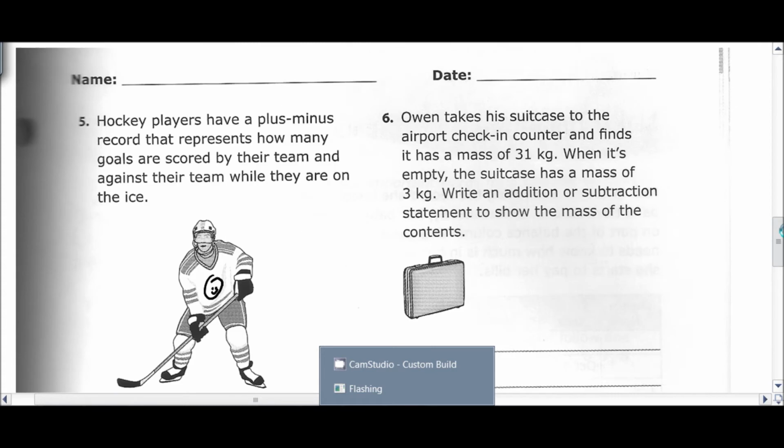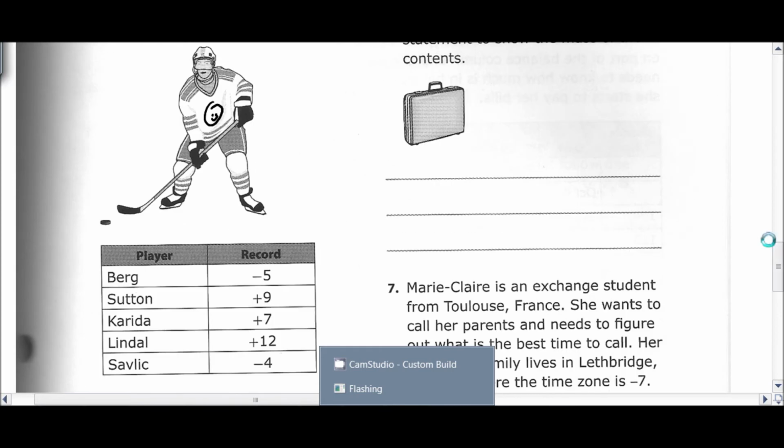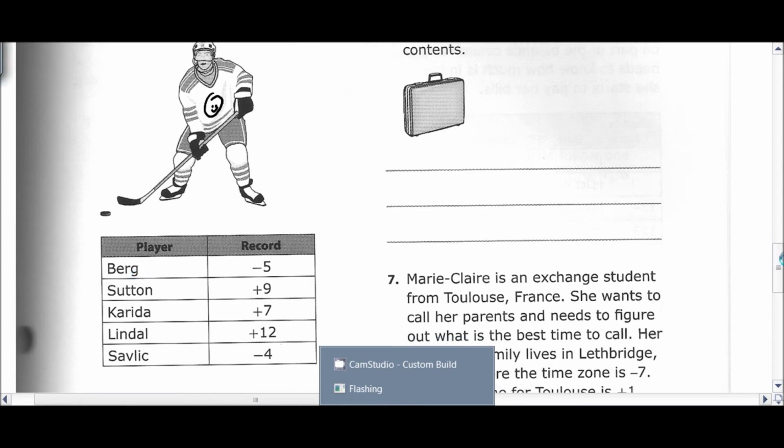Okay. So here's the question. Hockey players have a plus-minus record that represents how many goals are scored by their team and against their team while they're on the ice. So let's say Berg here is on the ice, and his team scores a goal. His plus-minus score goes up by 1. Let's say Berg's on the ice, and the other team scores a goal, while his score goes down by 1. So each player has their own personal plus-minus score here.